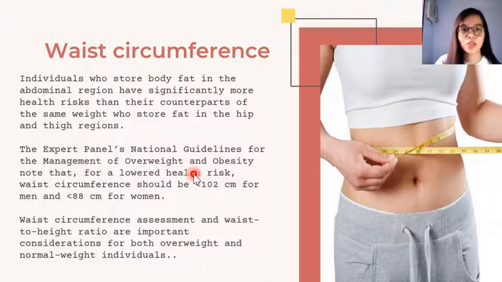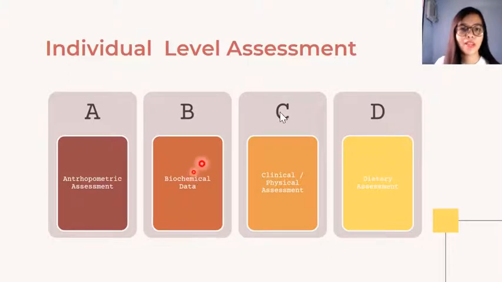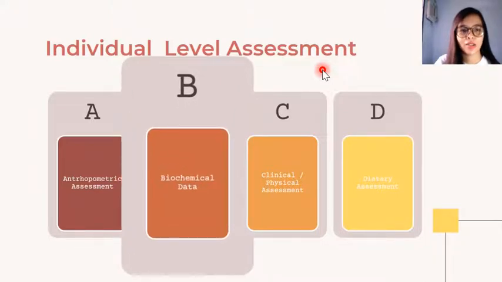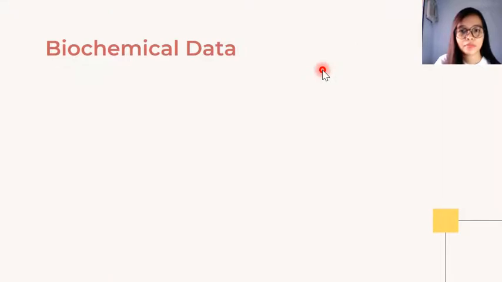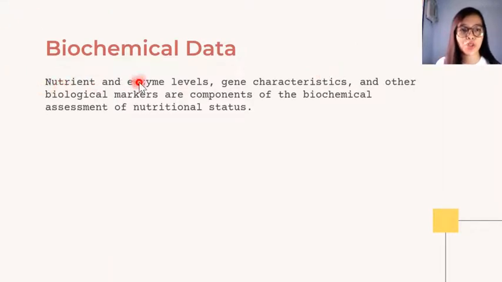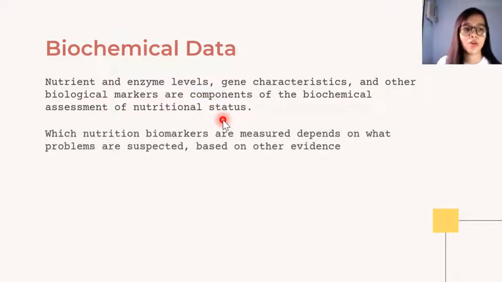So let's now proceed with the next individual level assessment component, which is your biochemical data. It is the use of nutrient and enzyme levels, gene characteristics, and other biological markers, which are components of your biochemical assessment of nutritional status. Which nutrition biomarkers are measured depends on the problems that are suspected and based on other evidence. For instance, if your client is not urinating anymore, or there's a problem with urination, then most likely your physician will order a creatinine test, which is a kidney function test.